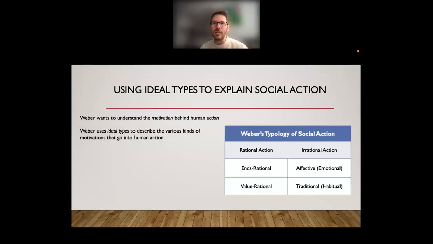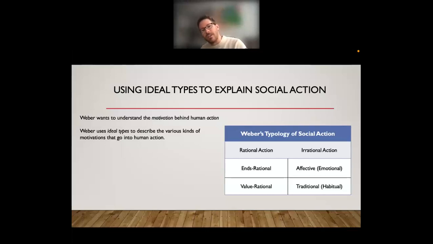For example, if I'm taking this class because I want to get a degree, right? So the class is not the end goal itself, the degree is. Value rational action is an action in which the person is doing it because they value the action itself. So someone who's taking this class because they value education and want to learn more.